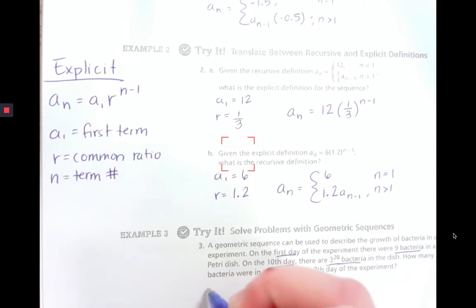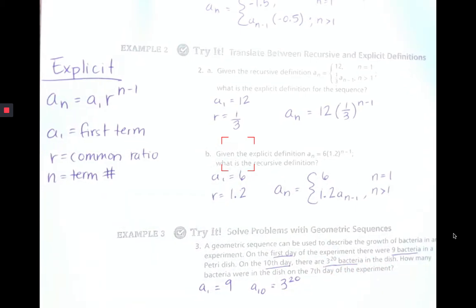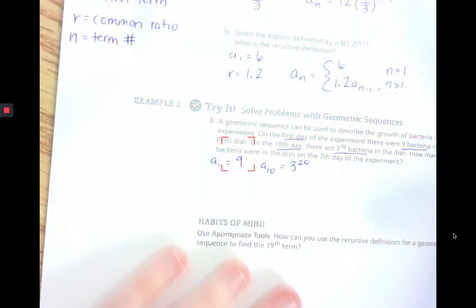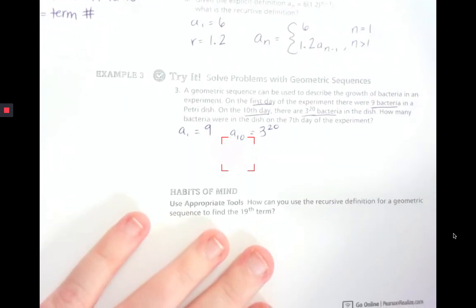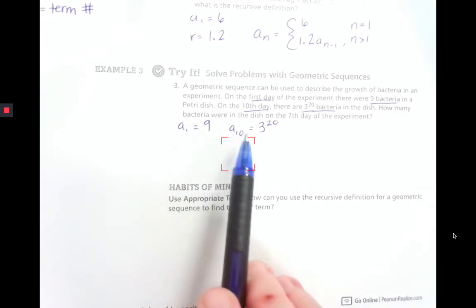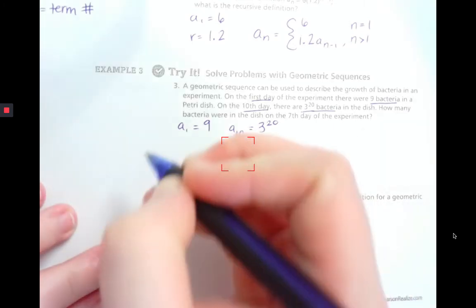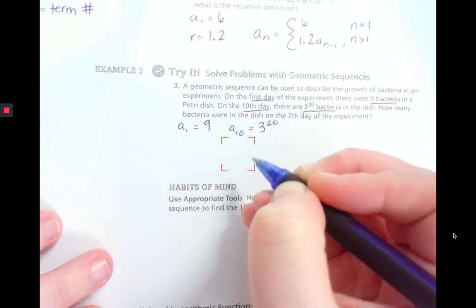So I know that A sub 1 equals 9 and A sub 10 equals 3 raised to the 20th power. That information was given to me in the word problem there. But I don't know what my ratio is. So I'm going to use the information from day 1 and day 10 to figure out what my common ratio is. So we're going to write it as an explicit definition.